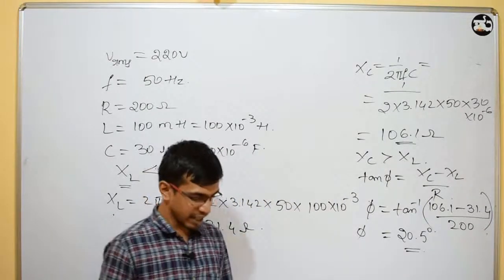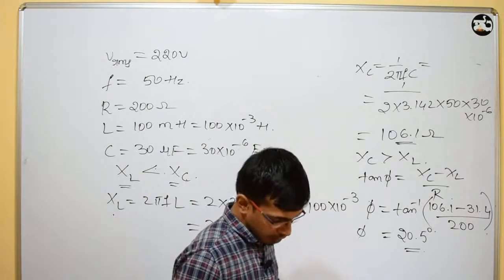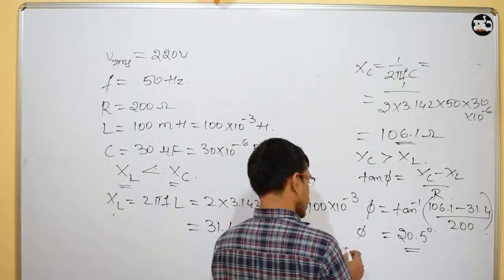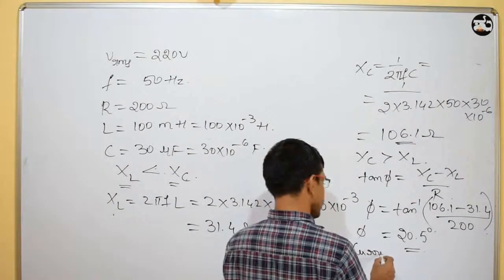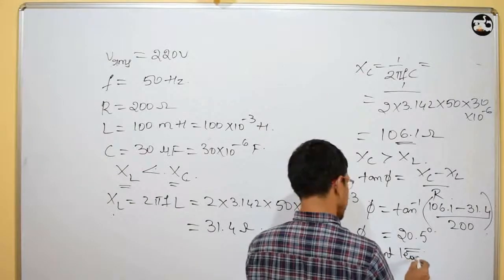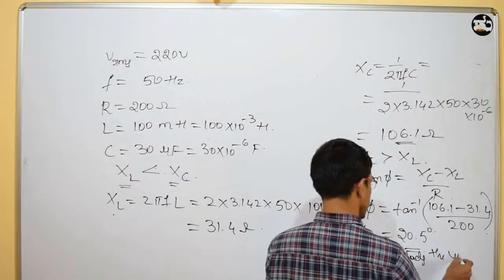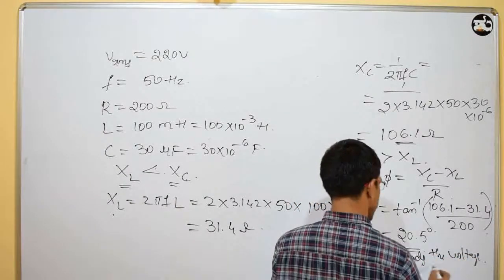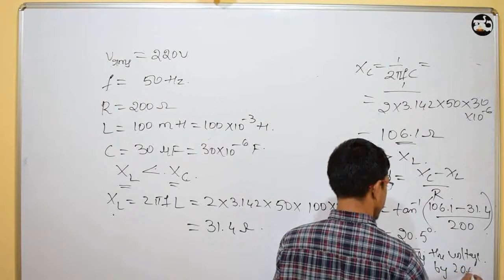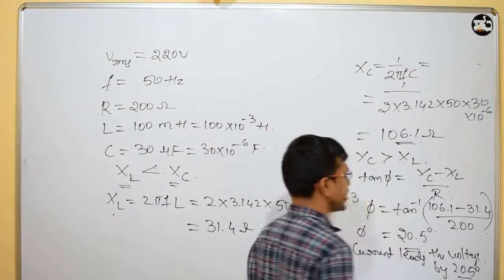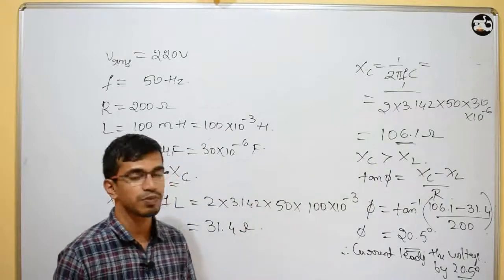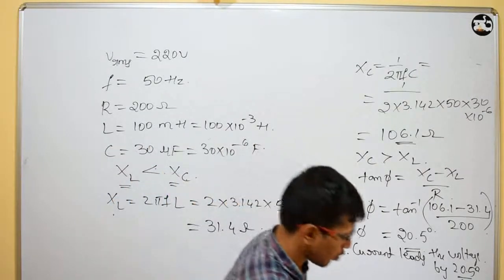So therefore we can say that current leads the voltage by 20.5 degree. So this is how you need to solve this problem. Okay, look at one more problem.